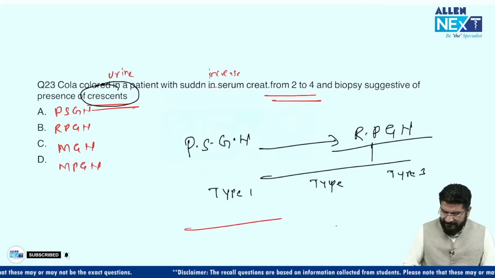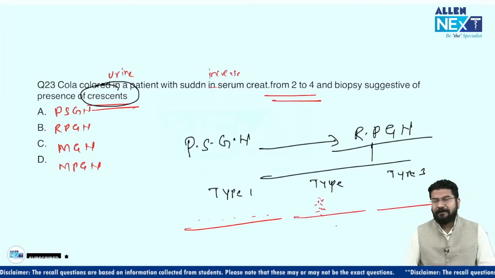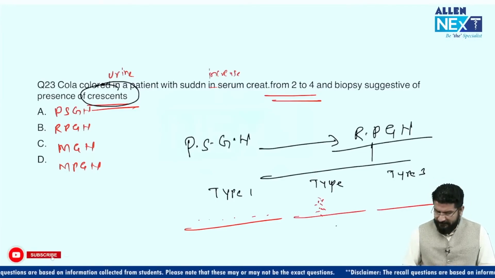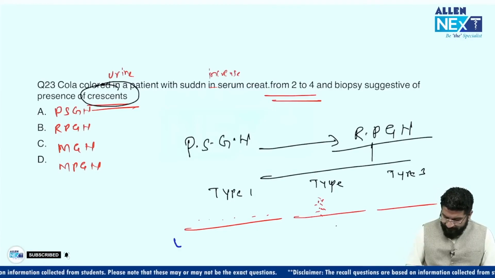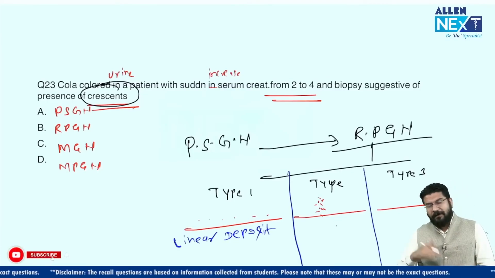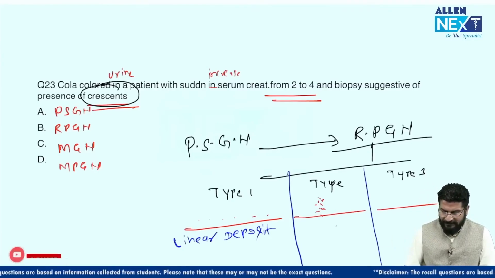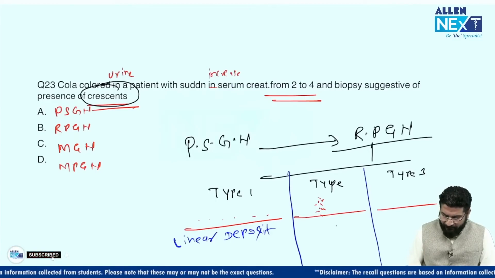Type 1 RPGN will have linear deposit. Type 2 RPGN will have granular deposit. And type 3 will not have any deposit, what we call pauci-immune. Just again, I am writing, type 1 is called linear deposit. So the patient will develop RPGN, which is a complication of other nephritic syndromes. Linear deposit we see in a person who is getting RPGN after Goodpasture.